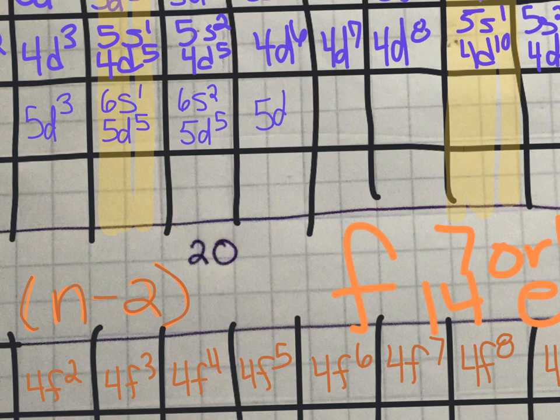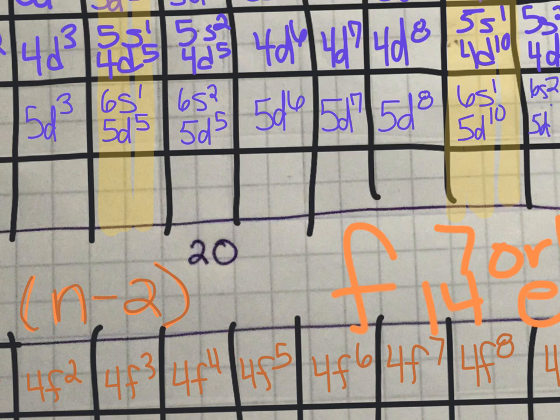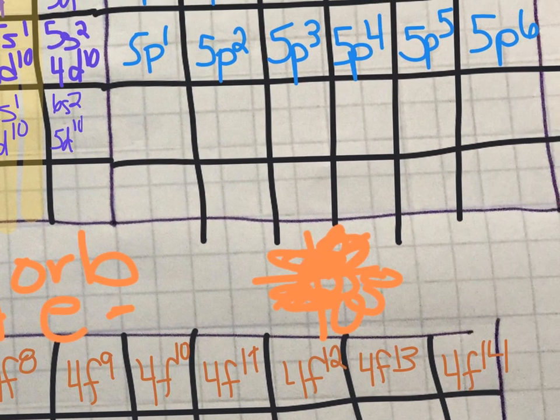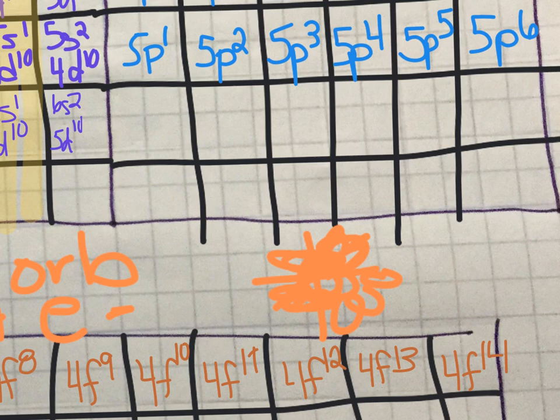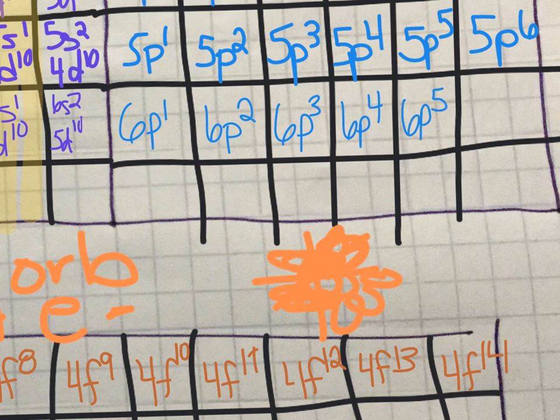And then 5d6, 5d7. And then 6s1, 5d10, 6s2. Okay, and then let's finish it off. We're almost there, you guys. So close. Then we're going to finish with 6p1, 6p2. How many valence electrons right there? 6p2. 4. 6p3, 6p4, 6p5, 6p6. And I am done.